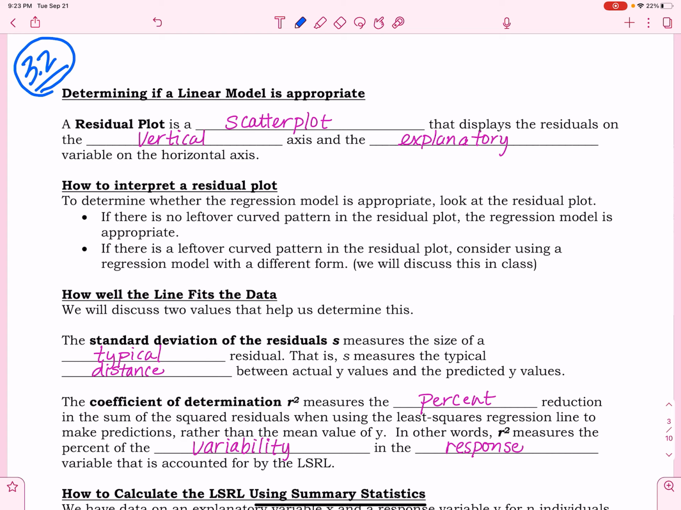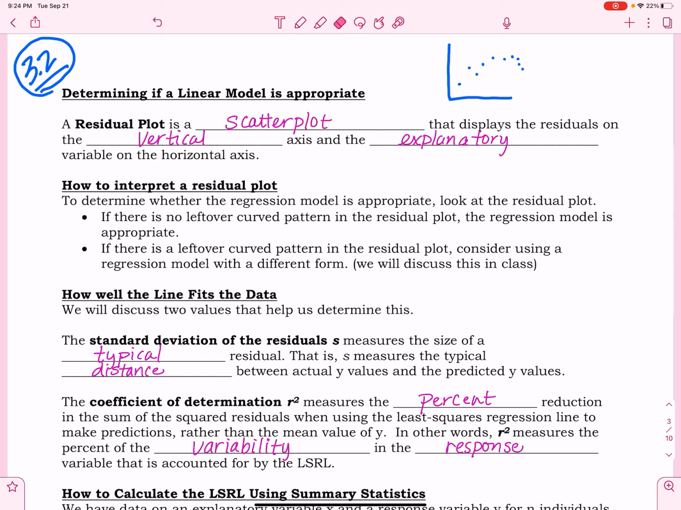Keep in mind that just because we have an explanatory variable and a response variable and they have a relationship doesn't necessarily mean that a linear model is appropriate. For instance, let's say I have a scatter plot that looks like this. Well, let's say if I collected more data and it started looking a little like that. Well, that's going to make a curve in my data.